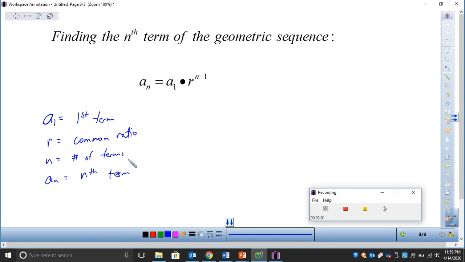So there are some similarities with the arithmetic. Again, a sub 1 is still the first term, a sub n is still the nth term, and n is still the number of terms. That has not changed. What has changed is that now we have r, the common ratio, as opposed to d, which is the common difference.